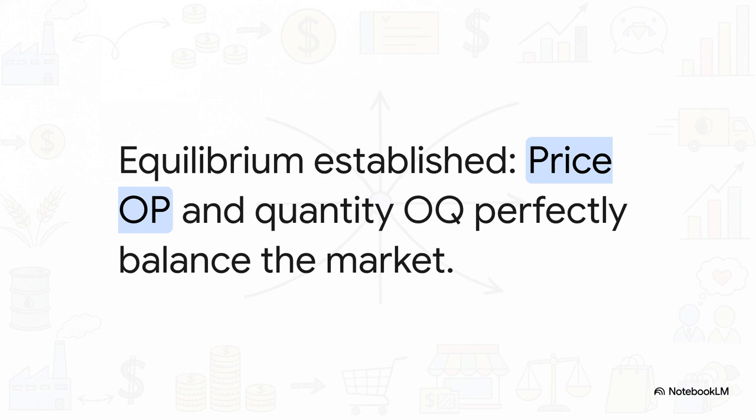The precise amount that sellers are willing to supply, OQ, is exactly the amount buyers are willing to purchase. Nobody has excess inventory gathering dust in a back room, and no consumer is going home empty-handed. Think of it like a bakery selling its very last warm croissant to the very last customer in line exactly as they flip the open sign to closed. It is a state of absolute, perfect stability.